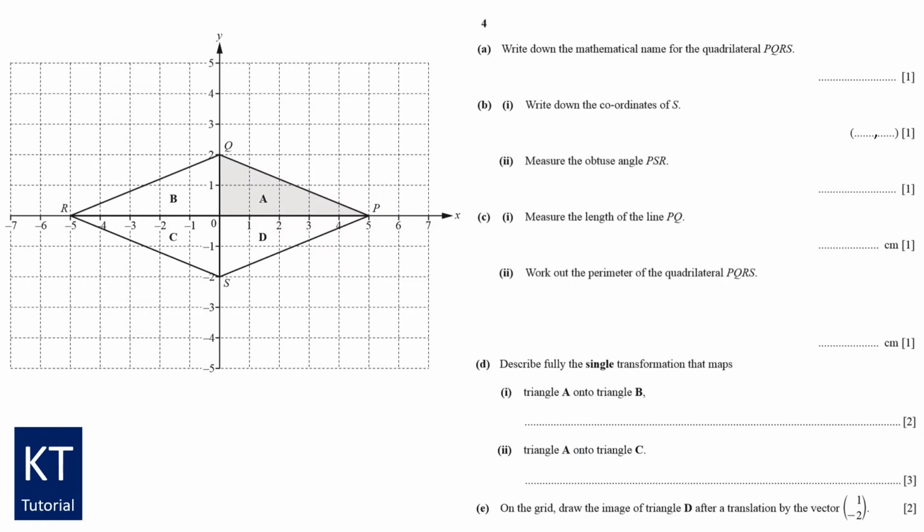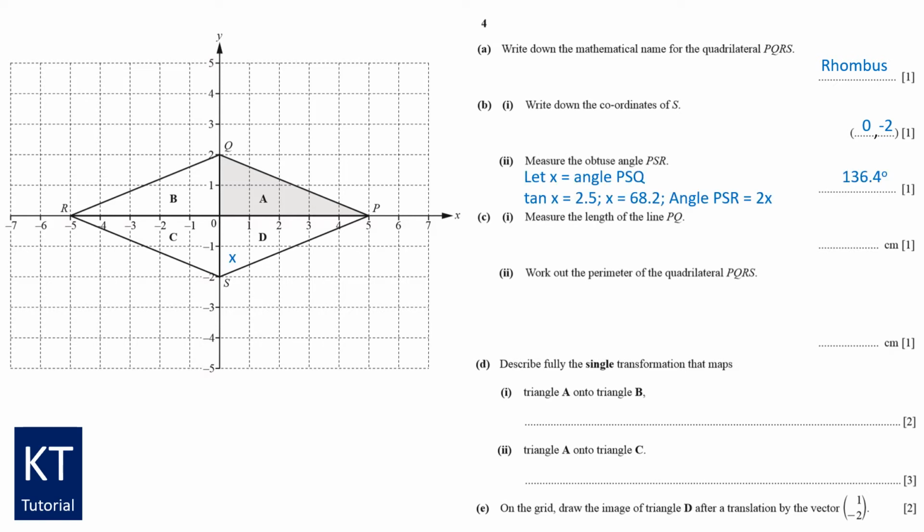Question 4a. Write down the mathematical name for the quadrilateral PQRS. It is a rhombus. Next, write down the coordinates of S. It is the value 0 and minus 2. Next, measure the obtuse angle PSR.